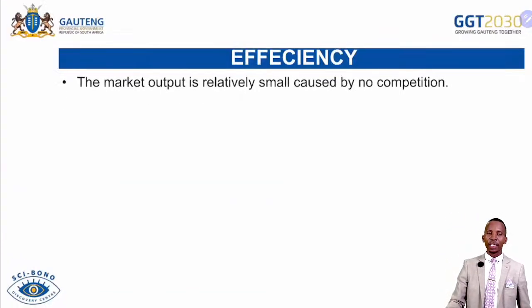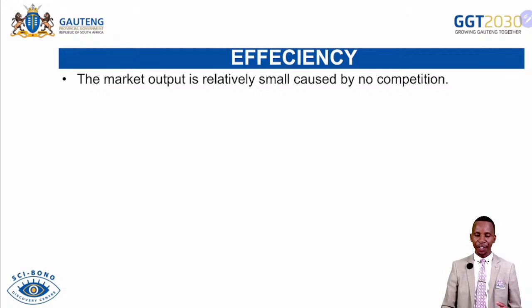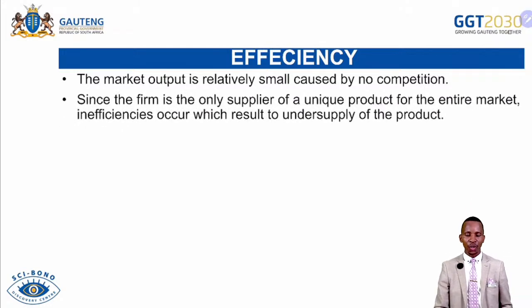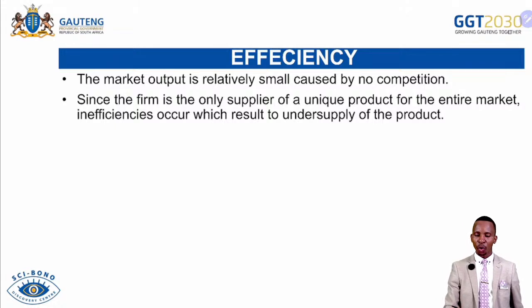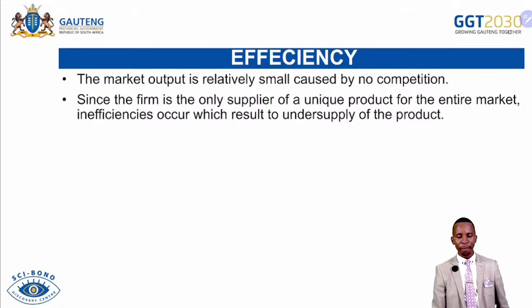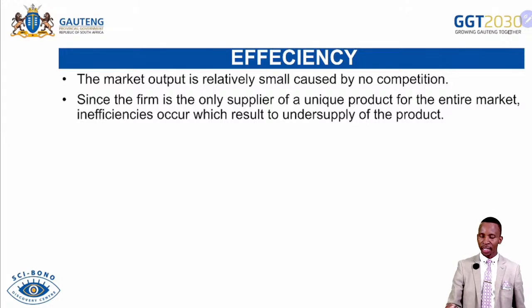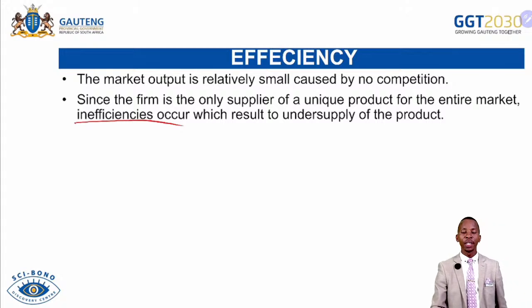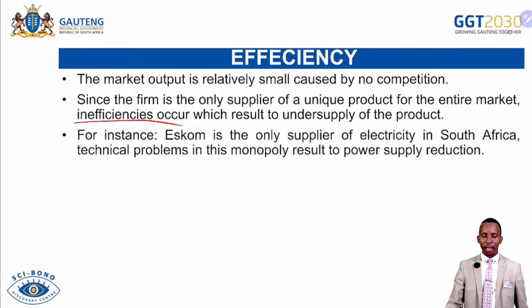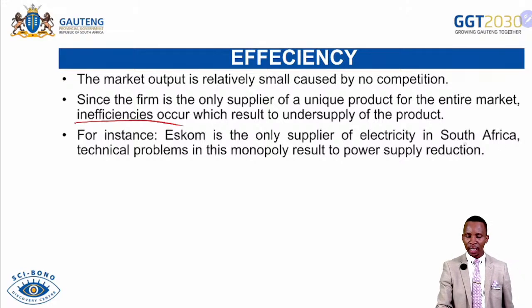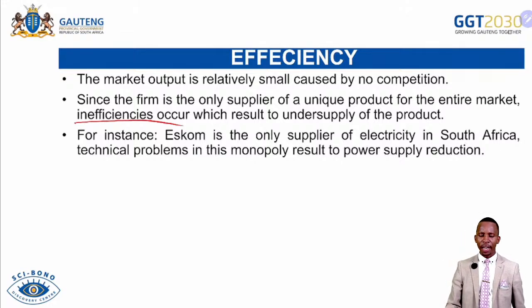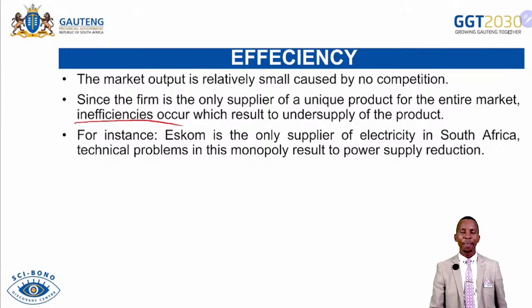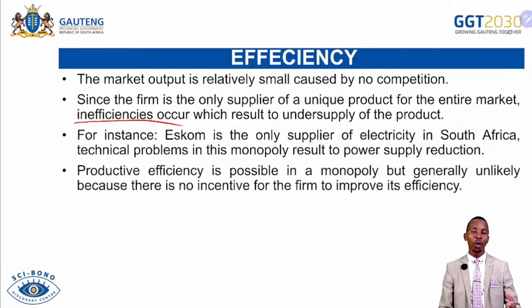Efficiency. In this case, monopolies can try to be efficient. However, they find no incentive to improve themselves because they do not have any competition. So the market output is relatively small caused by no competition. Since the firm is the only supplier of the unique product in the entire market, inefficiency is okay. That can be under supply of the product. For instance, Eskom is the only supplier of electricity in South Africa. Technical problems in the monopoly result in power supply reduction. So that's because the firm is the only supplier.